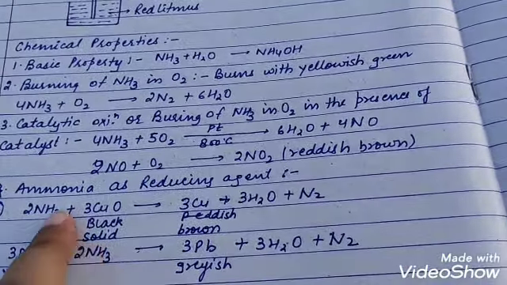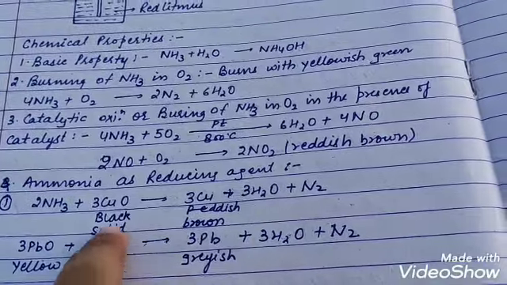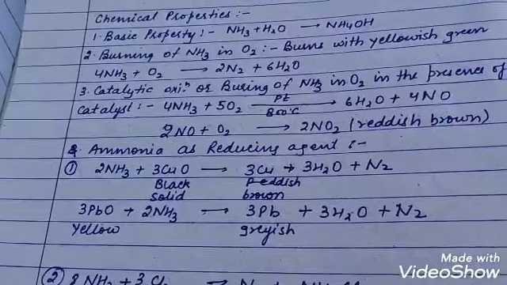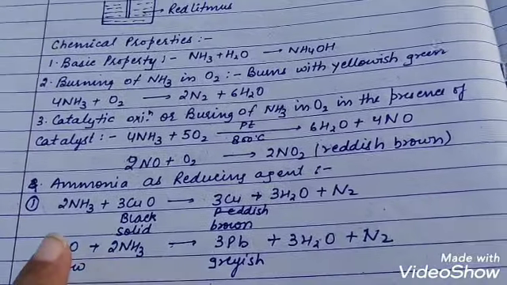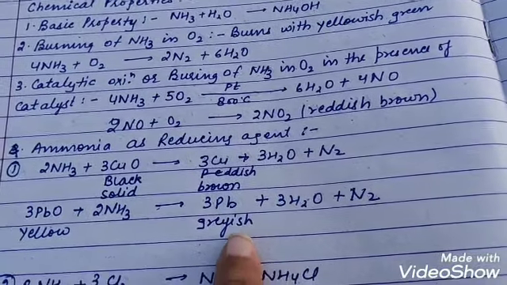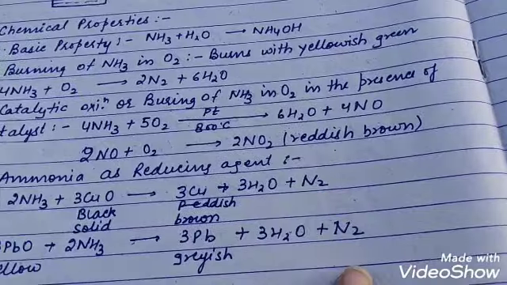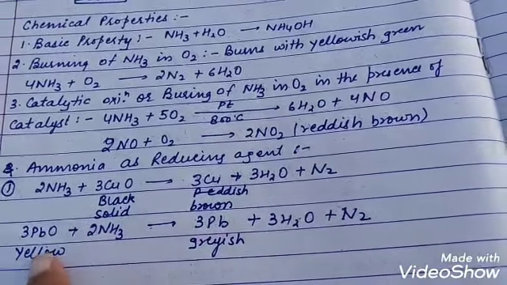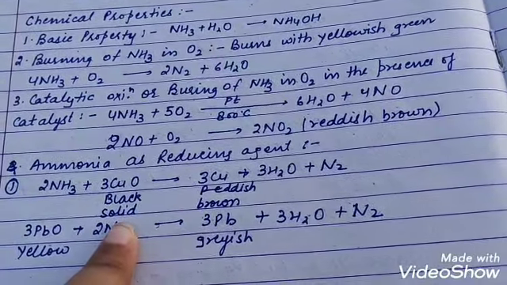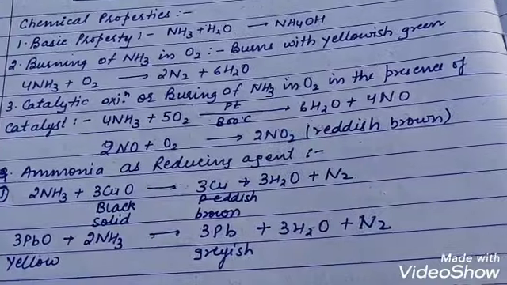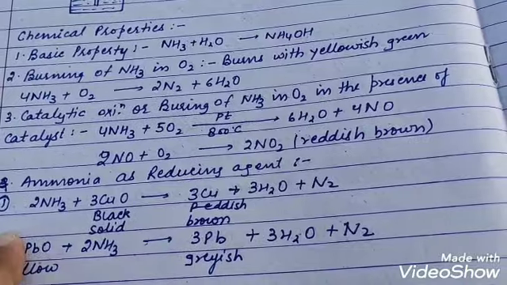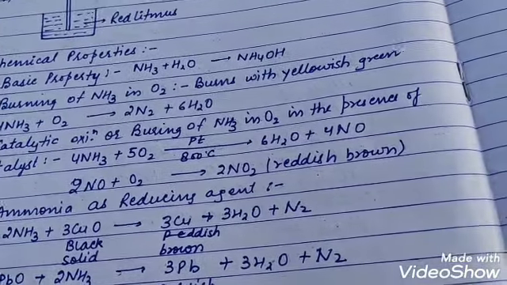So what is your observation here? The black solid copper oxide will turn into reddish brown copper. Understood? Now for lead oxide, again oxygen will be grabbed. So lead forms, water forms, and nitrogen. What is common is that water and nitrogen form. So the reducing agent has reduced lead oxide, but itself gets oxidized. Ammonia is reducing CuO, which means it is getting oxidized.